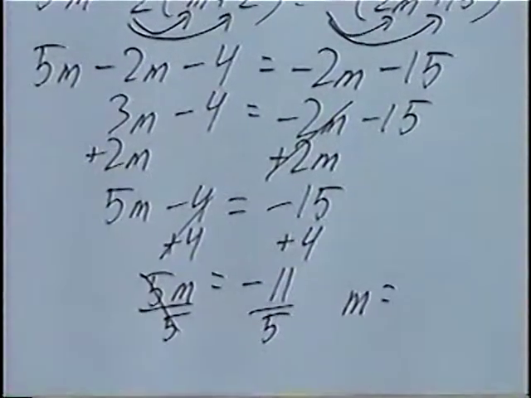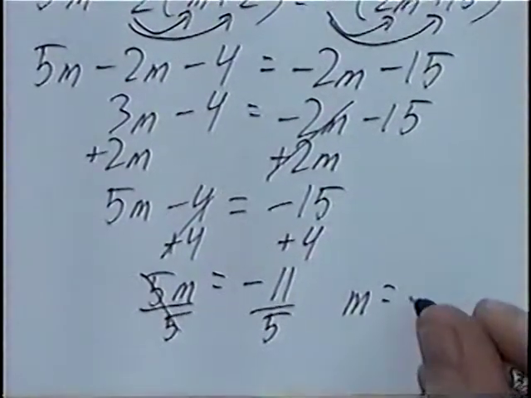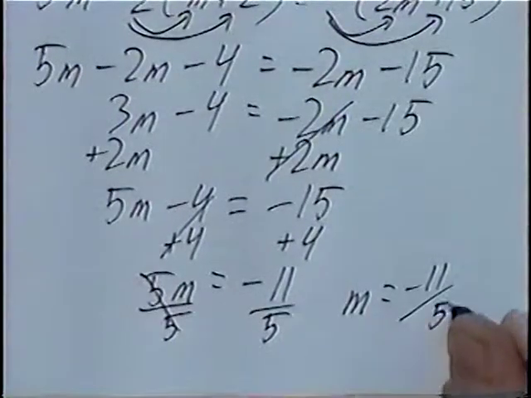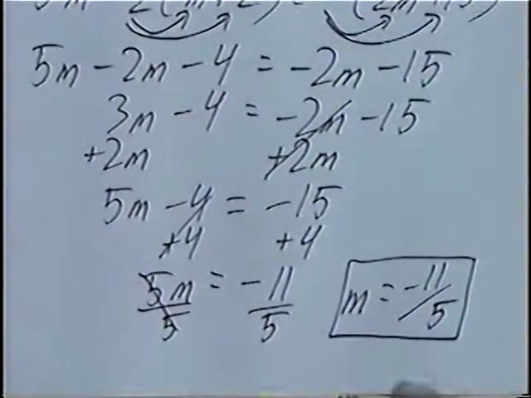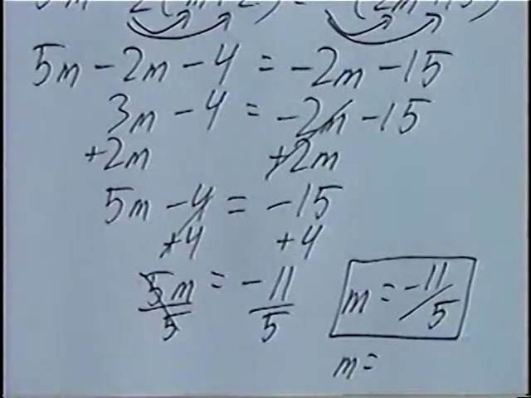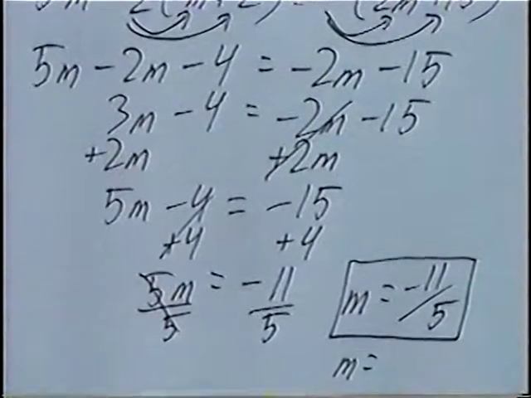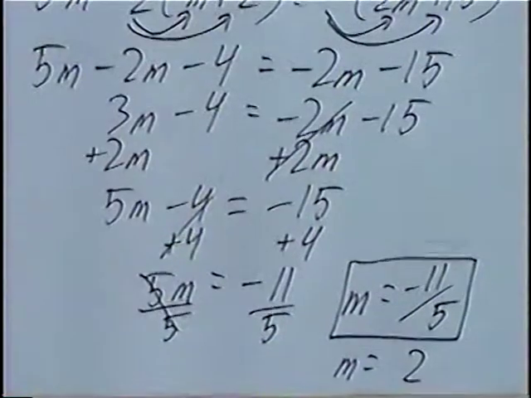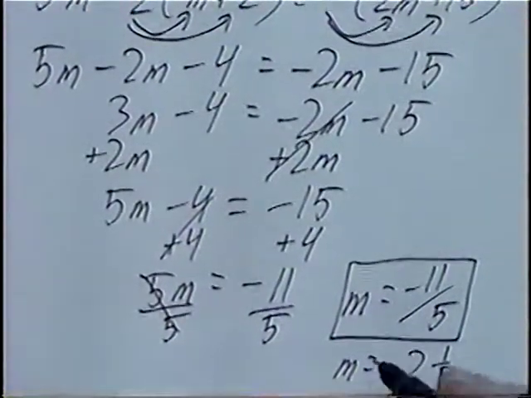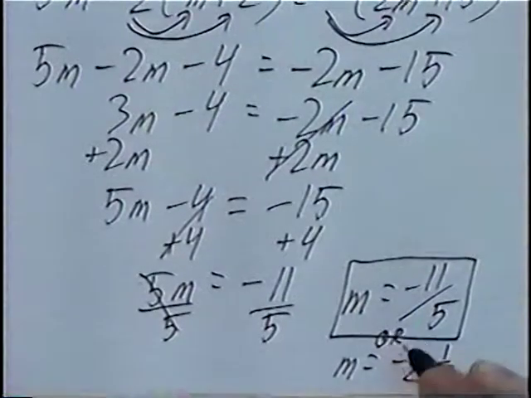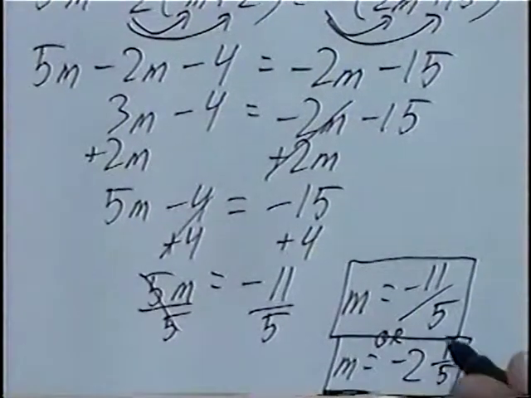So m equals, you can leave your answer in fraction form as long as it's reduced, negative 11 over 5. Or if you want to, you can do a mixed number. 5 goes into 11 two times. There's 1 left over, so that would be 2 1/5. The negative stays on there, so that would be negative 2 1/5.